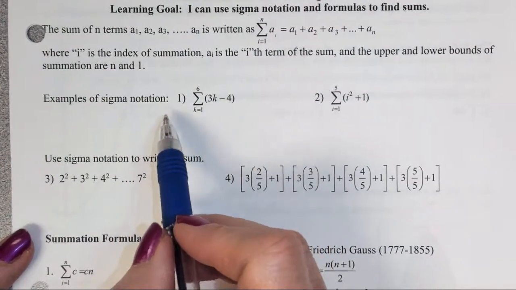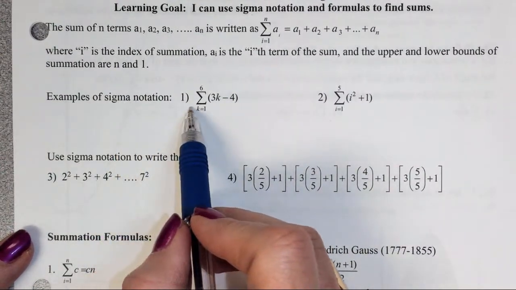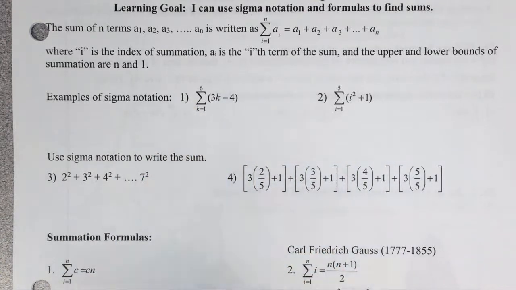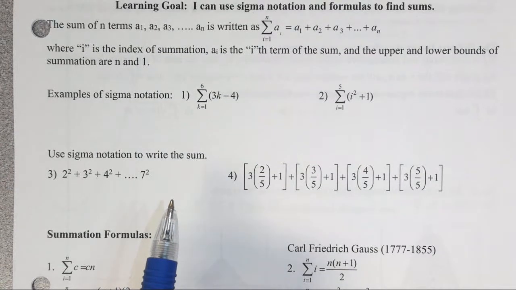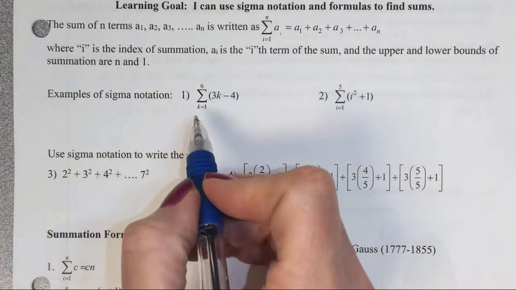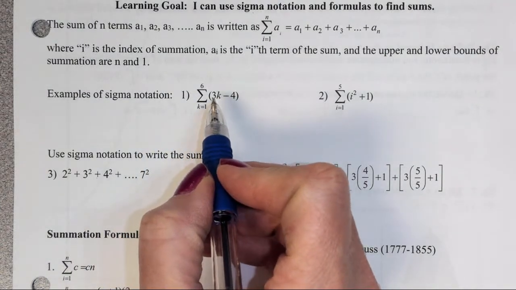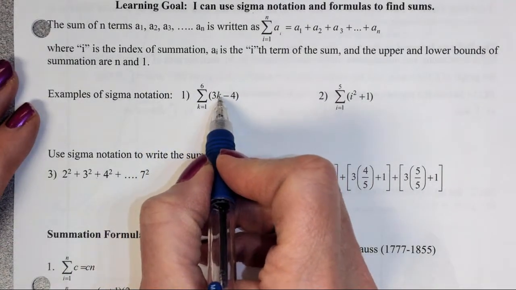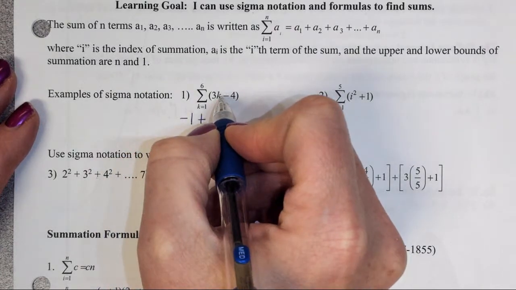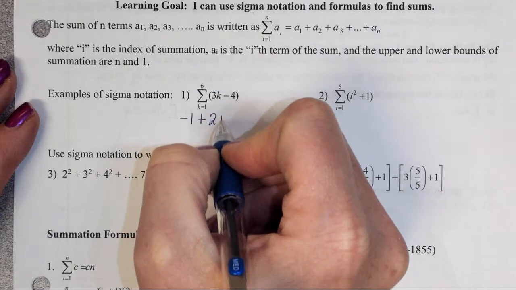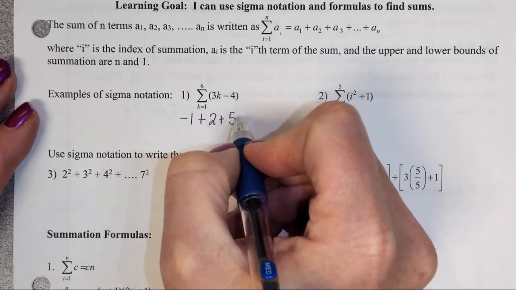So here's some examples of sigma notation. We have a sigma button on our calculator, but sometimes it's easier to just not even use that and just figure it out. So we're going to just figure this one out. We're going to plug in 1 for k. So when I plug in 1, 3 times 1 is 3, minus 4 is negative 1. Plus, now I plug in 2, that's going to give me 2. I plug in 3, that gives me 5.